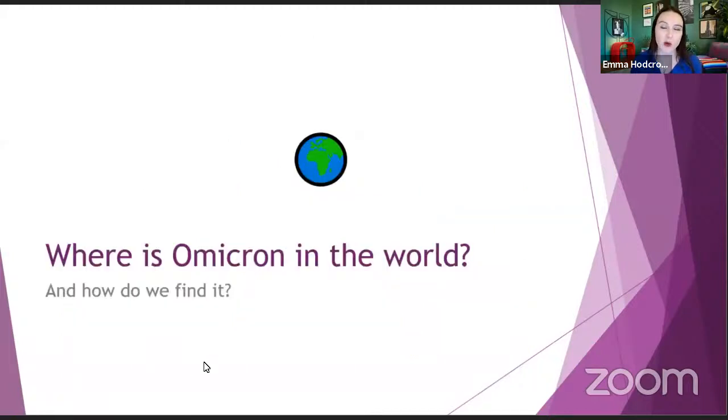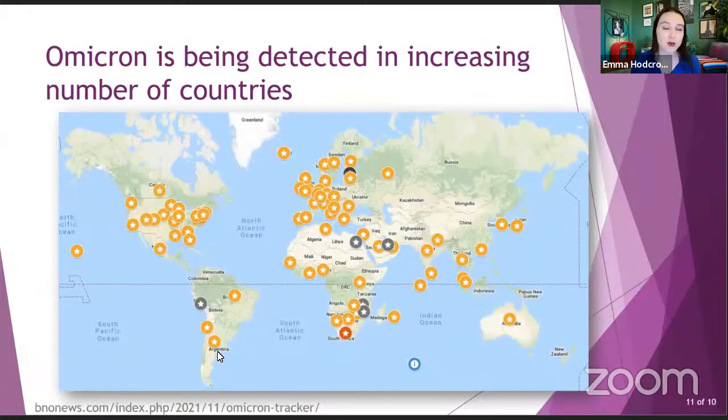So where are we seeing Omicron in the world right now? And how do we find it? Well, as many of you will already know, Omicron is being detected right now in an increasing number of countries, and it's essentially been found globally, including right here in Switzerland. It's important to remember that Omicron was first picked up in South Africa, but we don't know if that's where it started. We do think it probably expanded in Southern Africa originally, but it could have been in another country and simply not been picked up until it moved to South Africa, where they have good genomic surveillance.